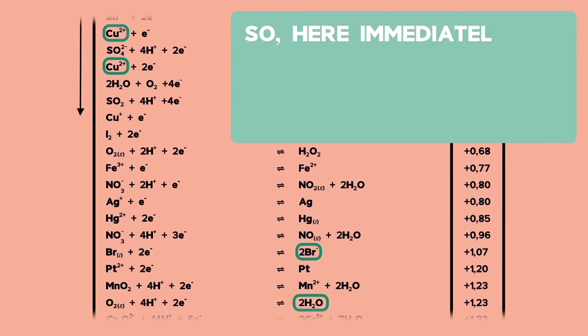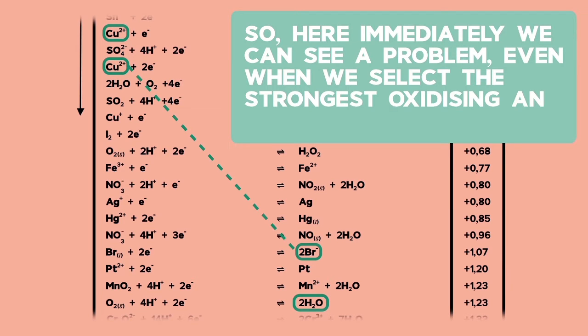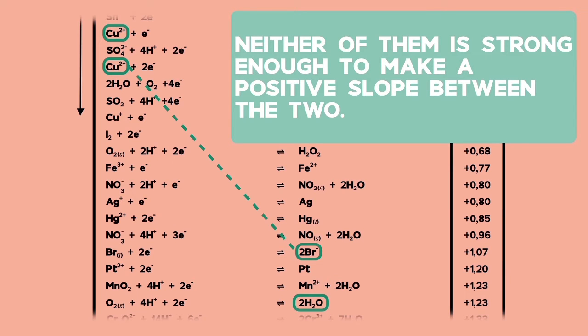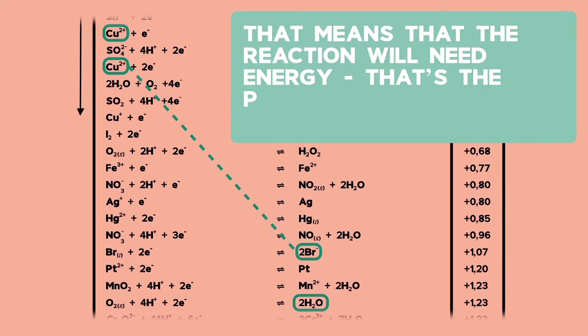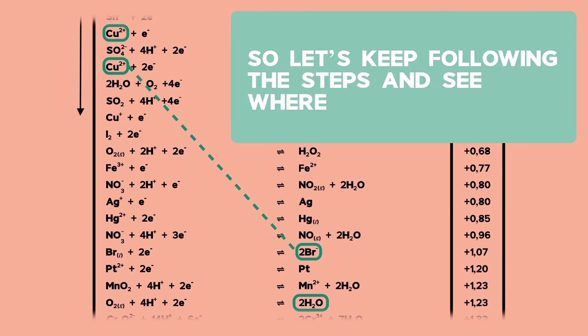So, here immediately we can see a problem. Even when we select the strongest oxidizing and reducing agents, neither of them is strong enough to make a positive slope between the two. That means that the reaction will need energy. That's the point of an electrolytic cell. So, let's keep following the steps and see where that leads us.